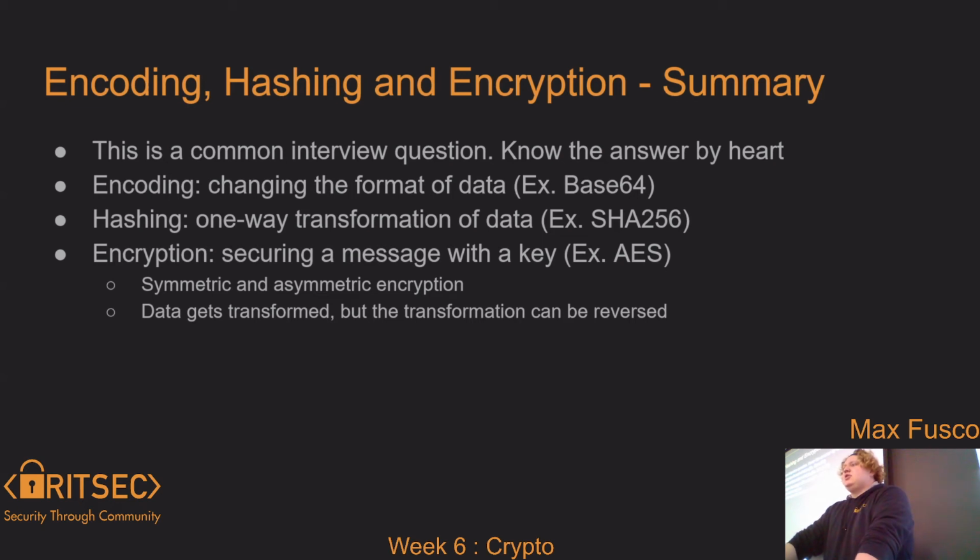It can be decoded just by knowing whatever encoding format you used. Hashing, one-way transformation of data, so you can never reverse it. You can only brute force it, or use like a known lookup table. And then encryption, you're securing some kind of data with a key, so there's actual secret information besides the actual ciphertext. Again, symmetric and asymmetric encryption we talked about, and the data gets transformed, but the transformation cannot be reversed without the key, or the proper key, I should say.